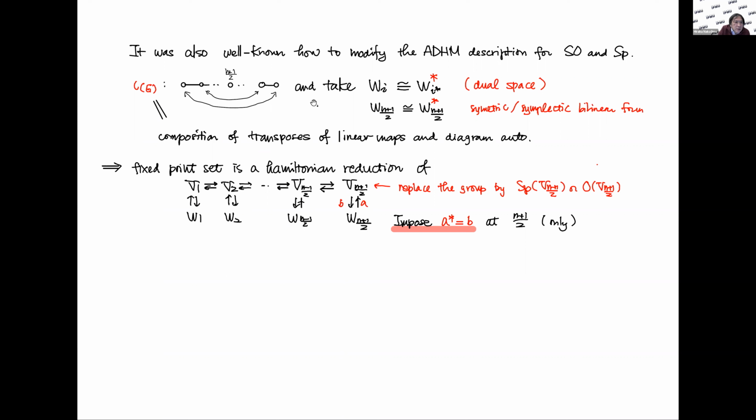Okay, then it is not difficult to study the fixed point set. And the fixed point set is a Hamiltonian reduction of this quiver. So you take the half of this original quiver. I stop at V_{(n+1)/2}.